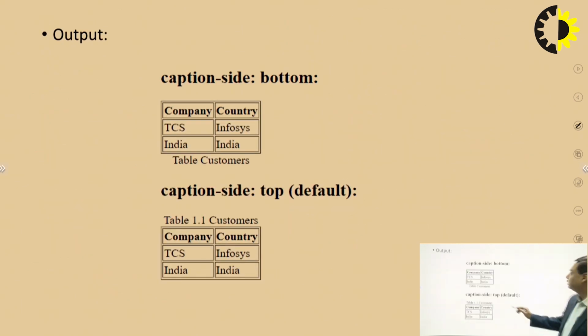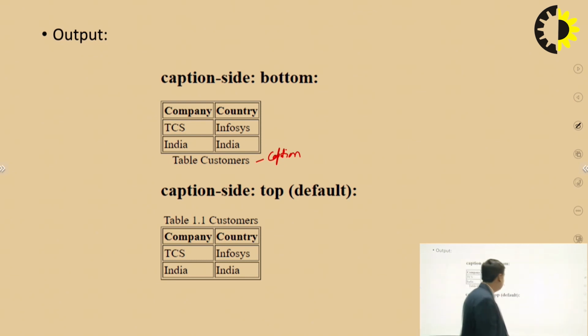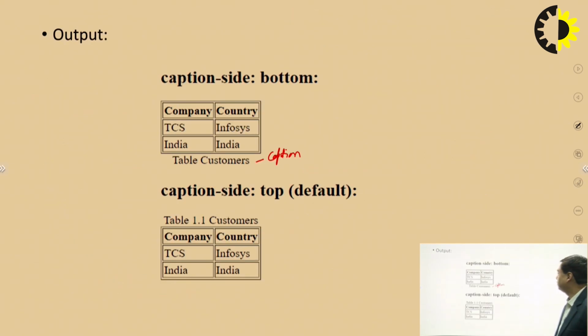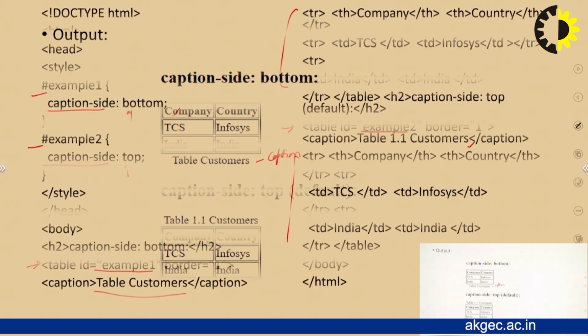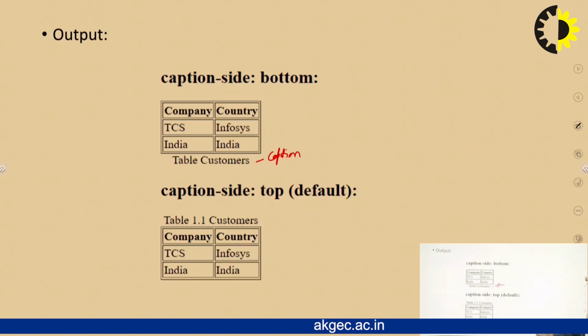Now see the example. So we can see it is a caption. With the setting of the property caption side equal to bottom, the caption will display below the table. Now when we set the caption side equal to top, the caption will display at the top of the table, that is table 1.1 customers, and it is the default.